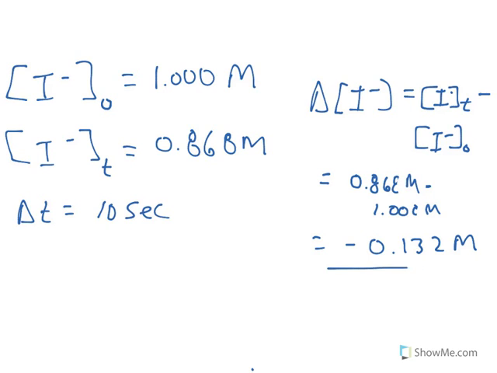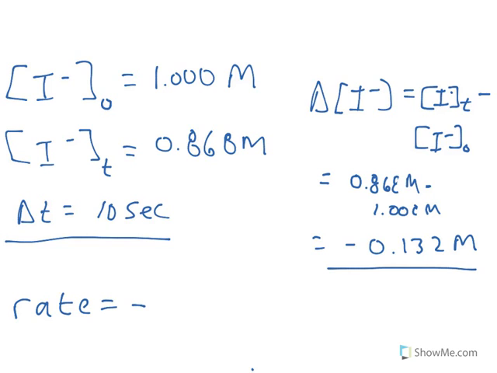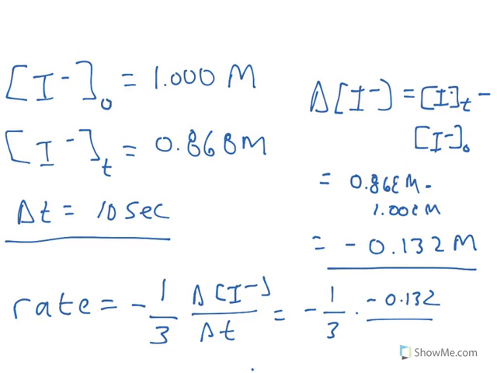So now I've got my delta for concentration and my delta for time. All I need to do now is write the general rate expression for the iodine. So the rate is equal to, let's go back and look at the stoichiometry of the chemical equation. I minus right here has a coefficient of 3 in front of it, and it's also a reactant, so it needs that negative sign. It had a coefficient of 3, so I need to correct it. So 1 over 3, and then it's going to be delta I minus over delta T. I can plug those two numbers in, so it's negative 1/3 times negative 0.132 over 10. This is molar per second. And I'm going to do that.